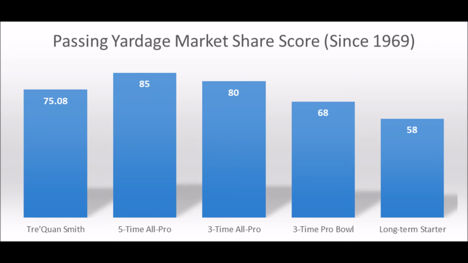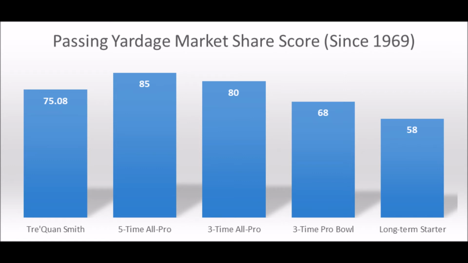Tre'Quan Smith didn't really hit that area, but he definitely is in the 3-time Pro Bowl area. The majority of 3-time Pro Bowlers typically had 68 or higher, and he also is in sort of the long-term starter area as well, where most long-term starters had 58 or higher. So that is where he's kind of at. He is not really in the All-Pro area, but definitely has some potential to be a Pro Bowler or to be a long-term starter.